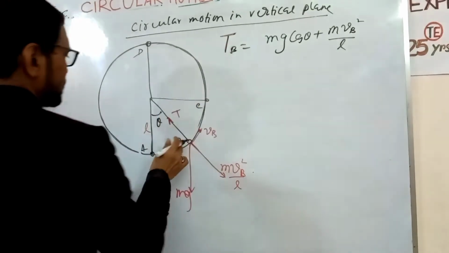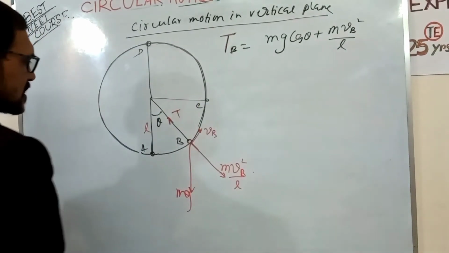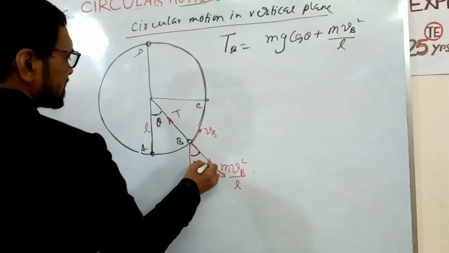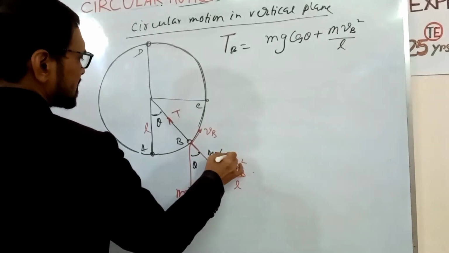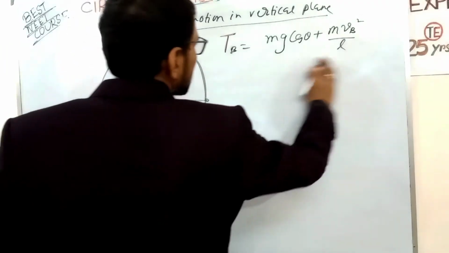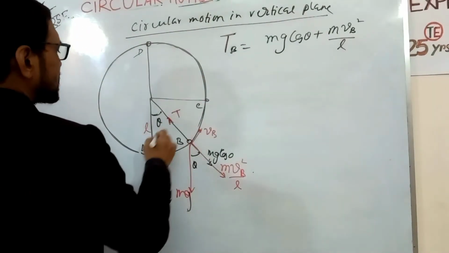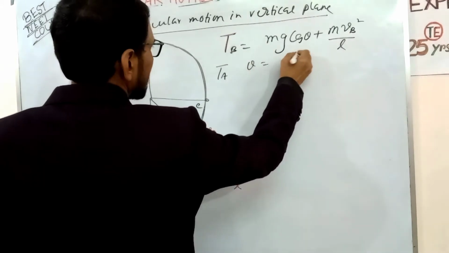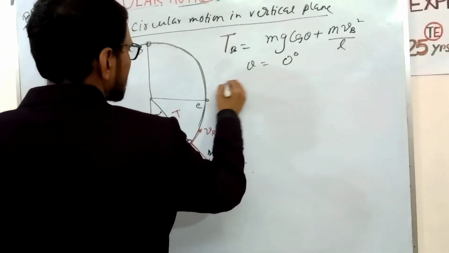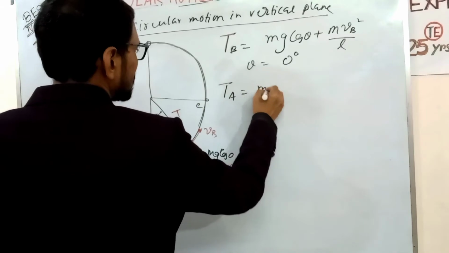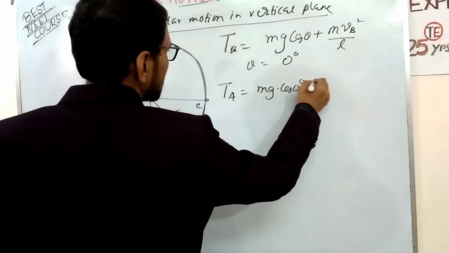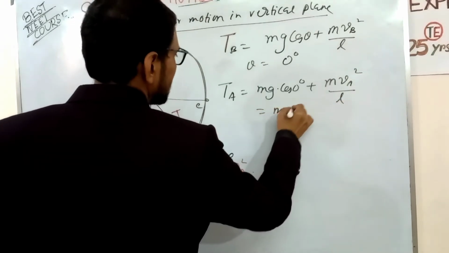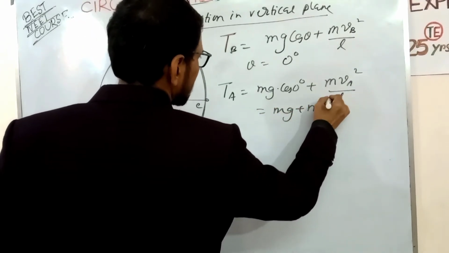Suppose tension at point b equal to this, because if this angle is theta, then mg cos theta acts in this direction. So tension at b equal to this. Now to get the tension at a, we just put theta equal to 0 degree. We get tension at a equal to mg cos 0 degree plus m v square by l, that is mg plus m v square by l.